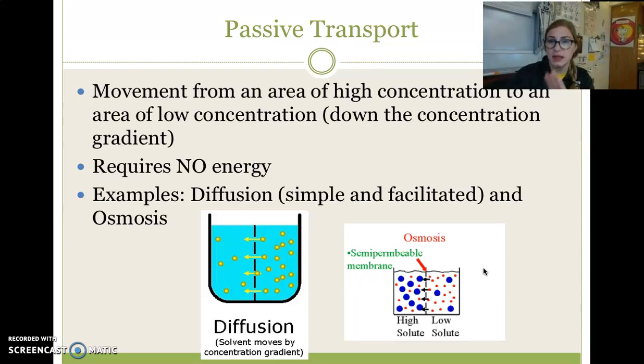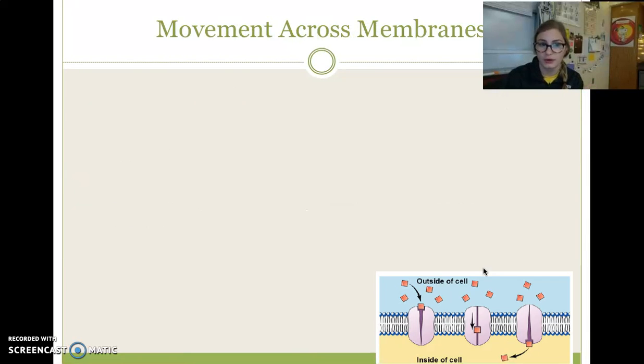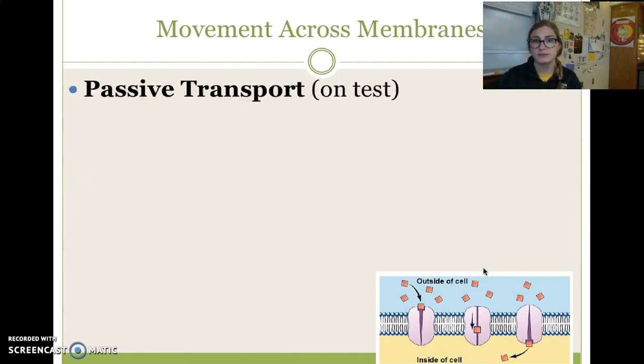You have 3 examples of passive transport that you have to know for your test. You have simple diffusion, which is just the regular type of diffusion. My molecules from the wallflower go from one side of the room to the other. We have facilitated diffusion, which we're going to talk about in a little bit, and osmosis, which we will also be covering here. But the main concept, none of them require any work or energy. So, passive transport, no energy.